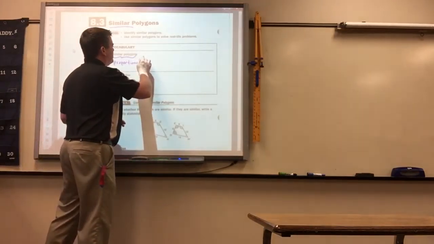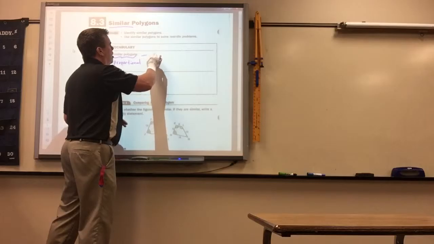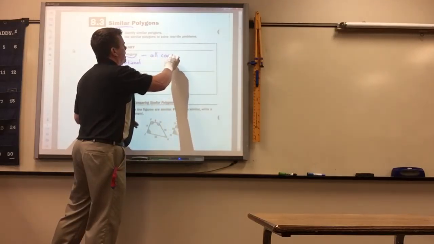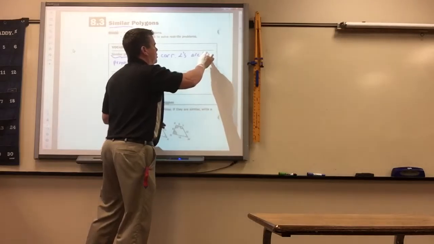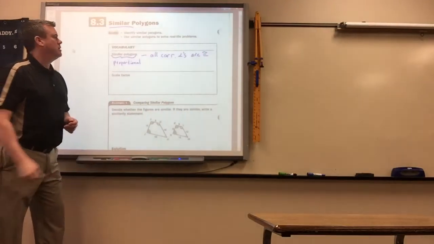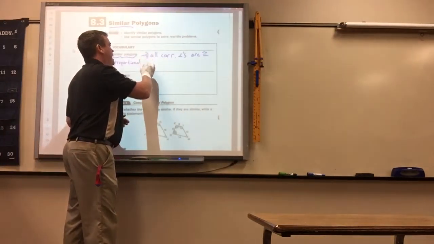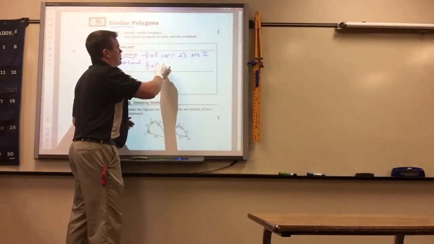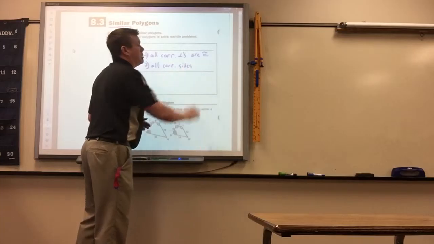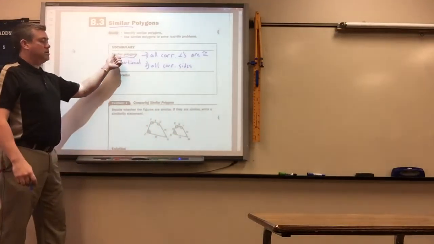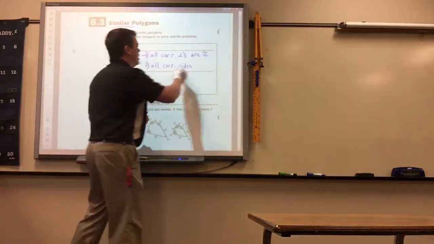And in order for them to be similar, all corresponding angles have to be or are congruent. And then the second one is all corresponding sides. They won't be congruent because then they'd be congruent polygons, proportional.